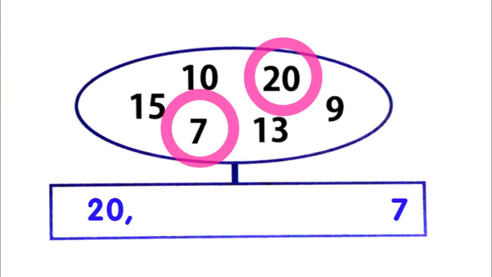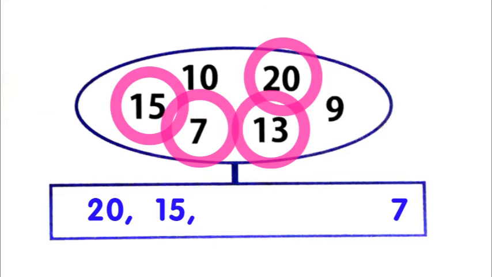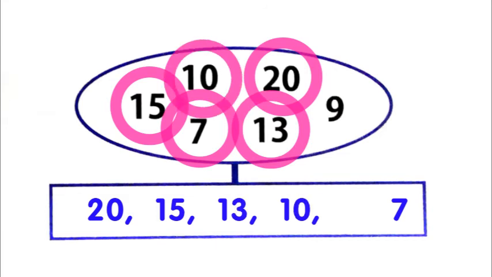So let's see how we are going to write this in descending order. So 20, then what is the next biggest number? 15. Then the next biggest number is 13, then 10, and then 9, and the last is 7.